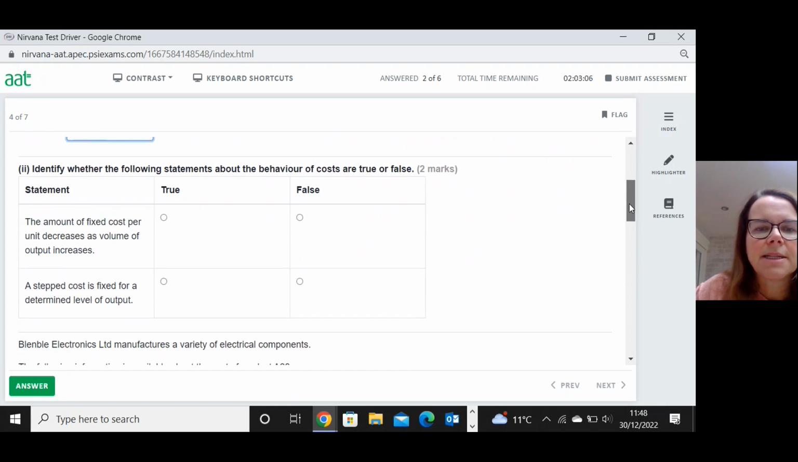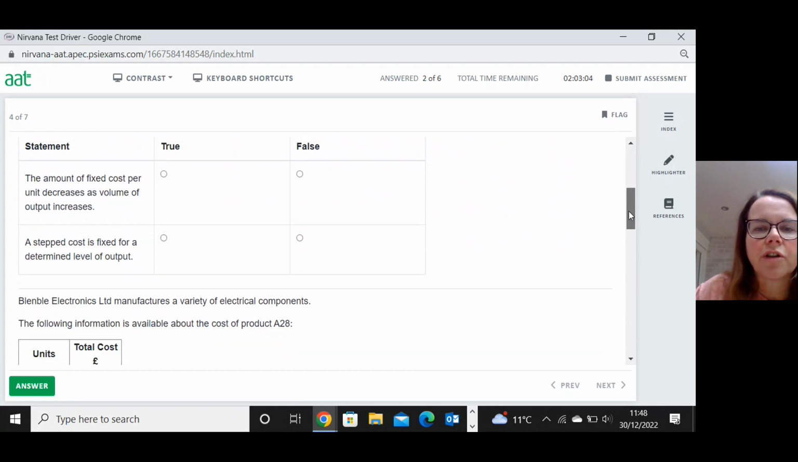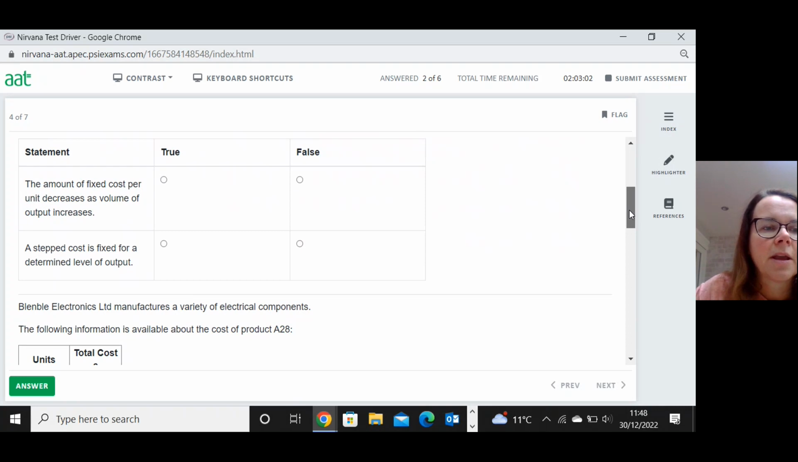Identify whether the following statements about the behaviour of costs are true or false. The amount of fixed cost per unit decreases as volume of output increases. Yes, that's exactly what I was just trying to explain.